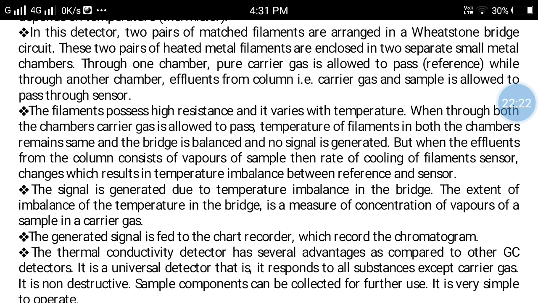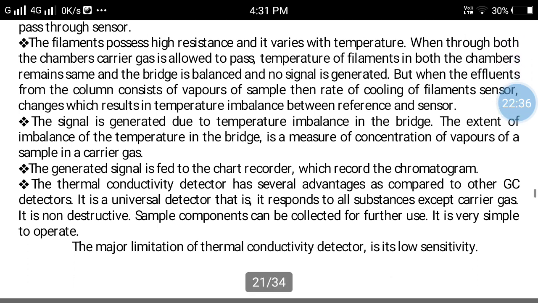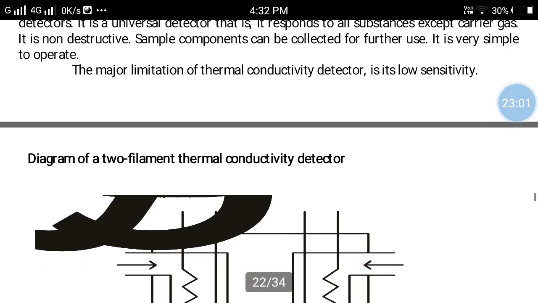The extent of imbalance of the temperature in the bridge is a measure of the concentration of vapors of the sample in the carrier gas. The generated signal is fed to the chart recorder, which records a chromatogram. The TCD has several advantages as compared to the other GC detectors. It is a universal detector, that is, it responds to all substances except the carrier gas. It is not destructive. Sample components can be collected for further use. It is very simple to operate. One important limitation is that the sensitivity of this detector is low.